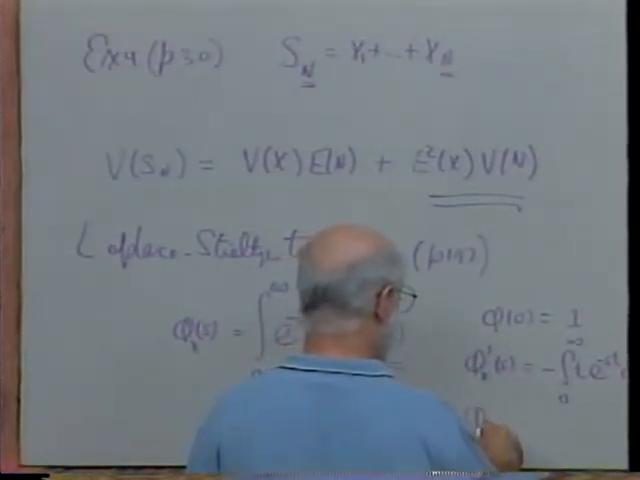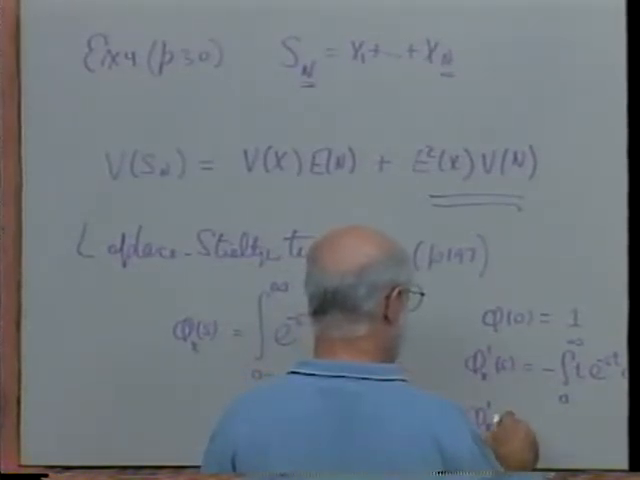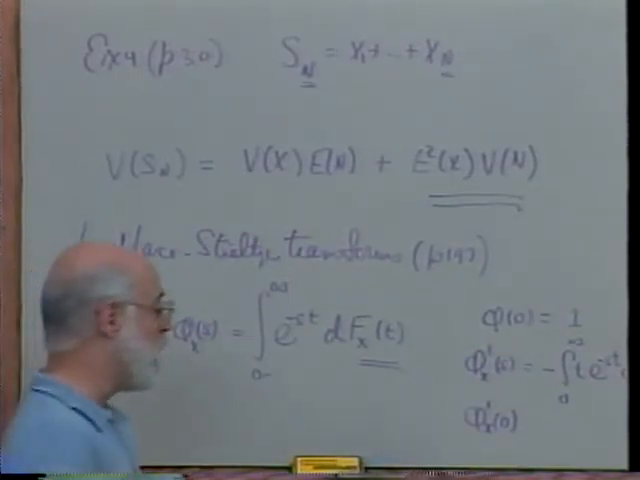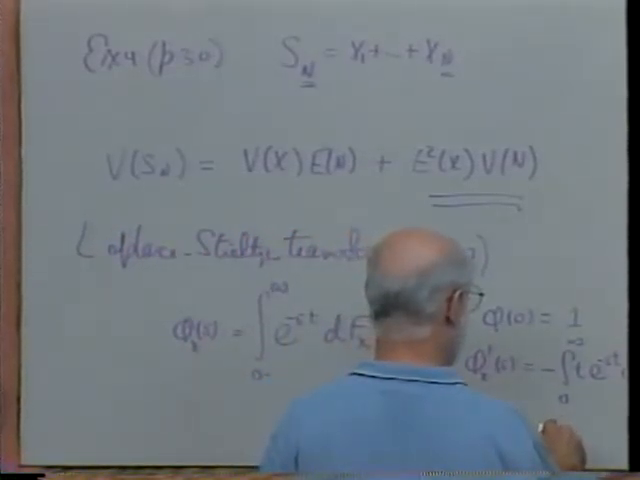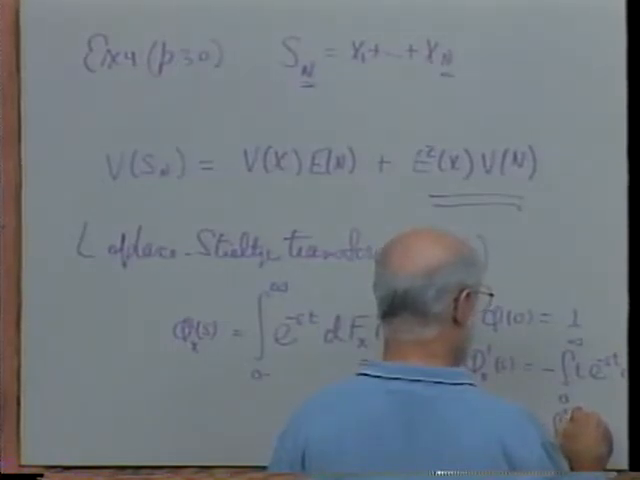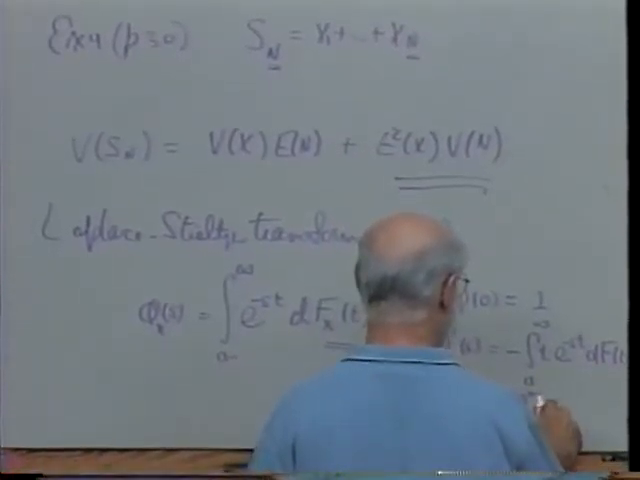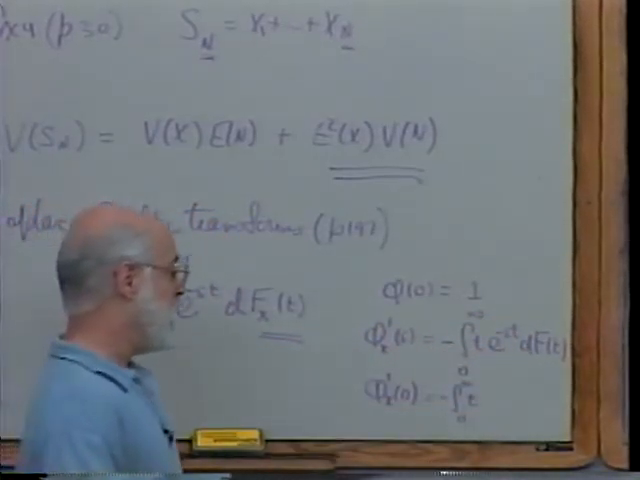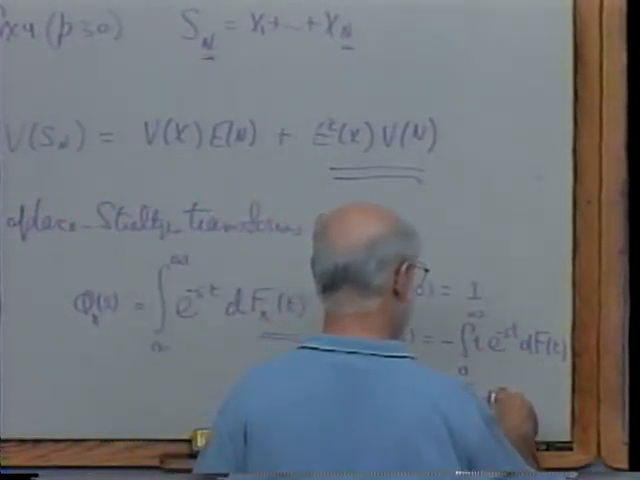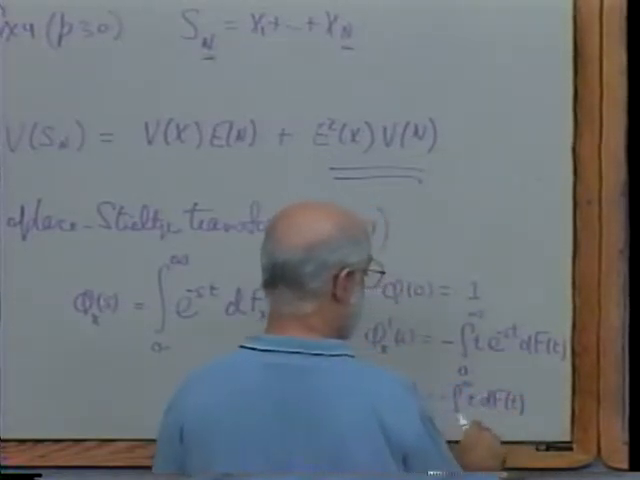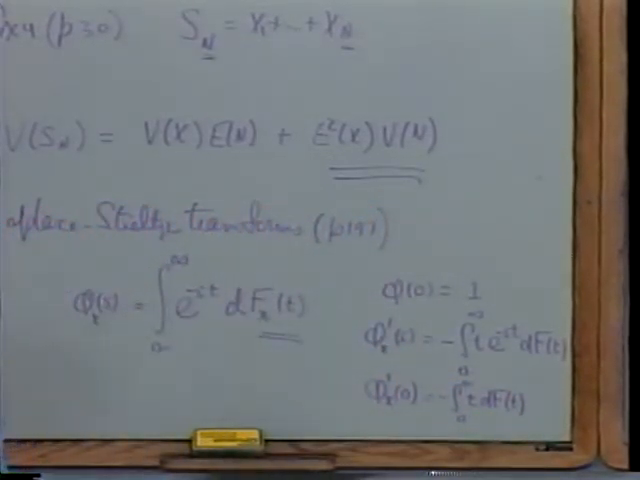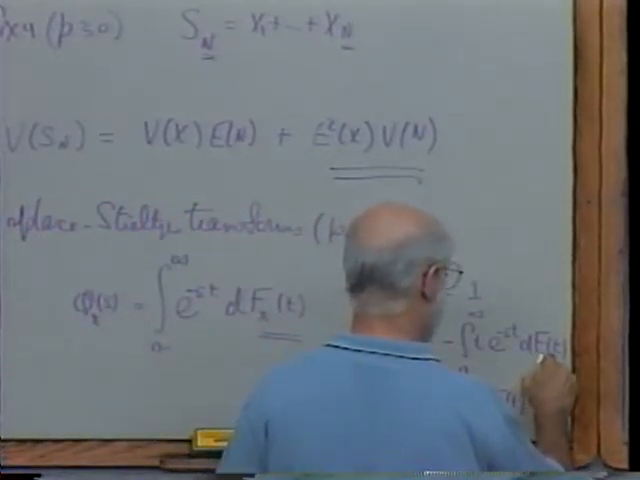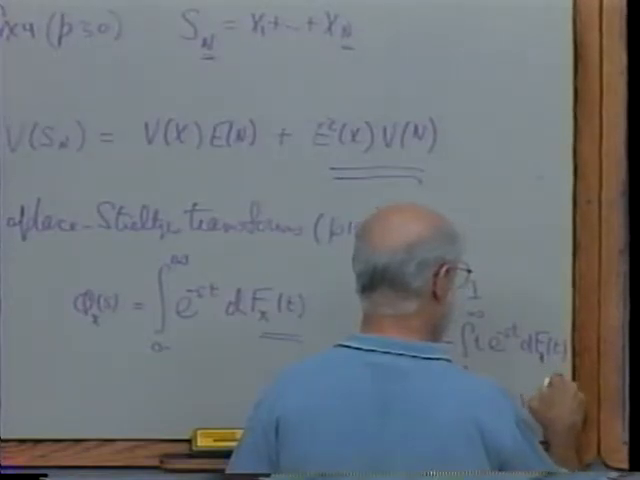And now, if I set the value of s equal to 0, analogous in the generating function to setting z equal to 1, then what I would get would be minus the integral from 0 to infinity of t. Now, when s is equal to 0, e to the minus st is 1, and I have t df of t. But of course, I recognize that as exactly the definition of the expected value of the random variable x. So that's E of x.